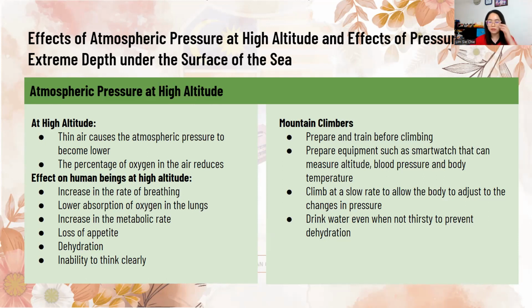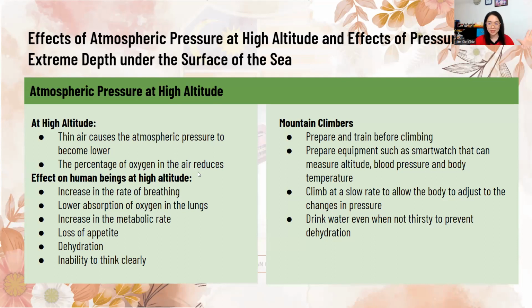Okay, now let's see here. If we are at a high altitude, where is the high altitude? For example, pilots and air stewardesses are always flying. So what happens to them if they are always at a high altitude? When you are at a high altitude, the air is thin. The thin air will cause the atmospheric pressure to become lower. Then the percentage of oxygen in the air will reduce.